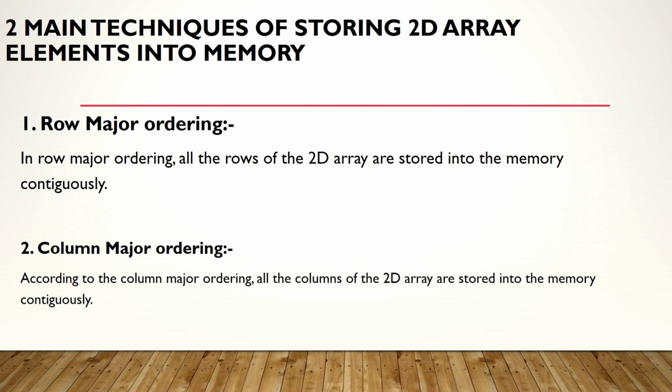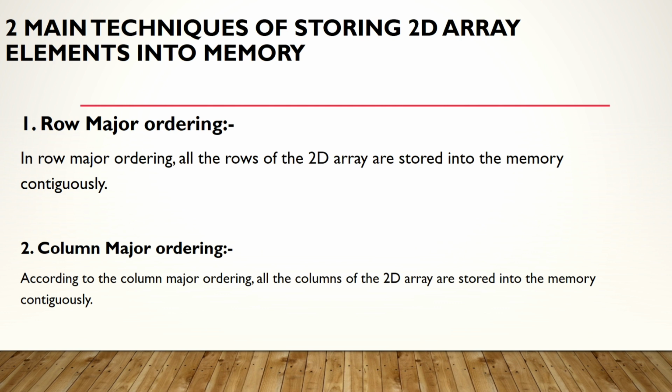Now, the two main techniques of storing 2D array elements into memory are row major ordering and column major ordering, right? So what do we mean by row major ordering? In row major ordering, all the rows of the 2D array are stored into the memory contiguously. And similarly, in column major ordering, all the columns of the 2D array are stored into the memory contiguously.